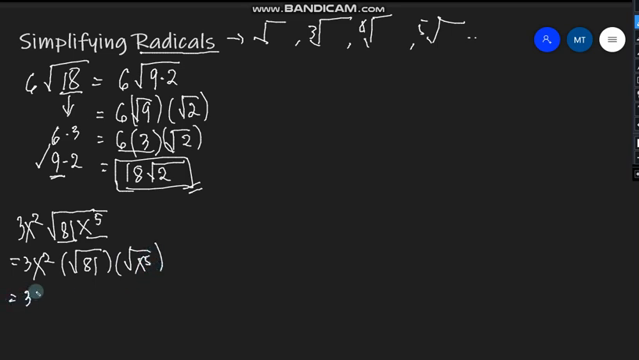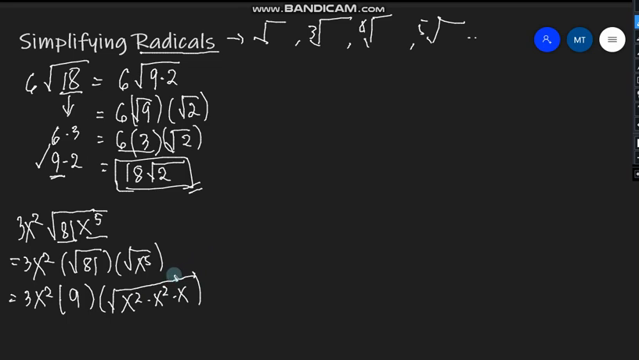You know that 81 is a perfect square, because the square root of 81 gives us 9. And for square root of x raised to 5, we need to factor your x raised to 5 like x squared times x squared times x. Now, you might be wondering, bakit x squared? Pwede rin naman x cubed times x squared. Now, here's the thing.